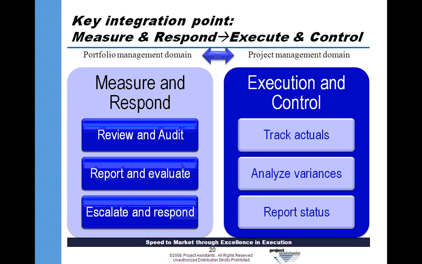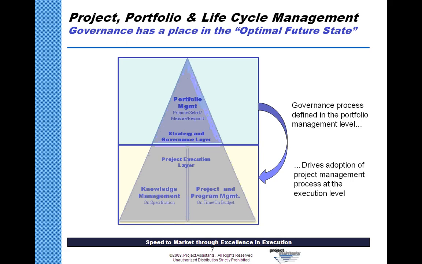So if we look at the overall integration point that we used in the very beginning here, this idea that at the portfolio management level we have propose, select, measure, and respond. So a lot of what we've talked about up to this point is really the proposal and selection process. Now we see this unavoidable measure and respond. If the projects are gone, if they've left the gate, if they're happening, this integration point is fundamental to the ability of the portfolio governance team to accurately assess the health of active projects.